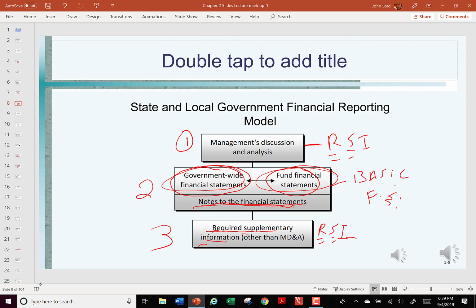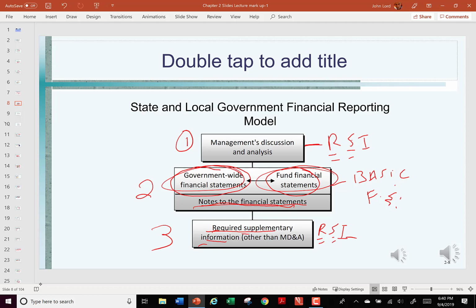The government-wide statements, the fund financial statements, and the notes, there are two. That's the second thing you see, right? Then you have your notes to your financial statements, which constitute the basic financial statements. That whole thing constitutes the basic financial statements, that whole middle box. And then you have required supplemental information other than the MD&A, right?